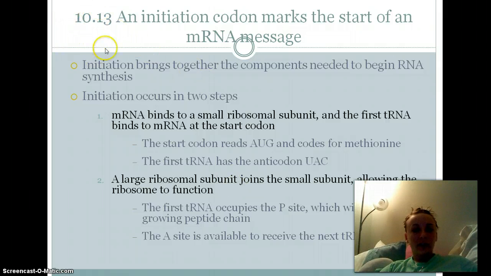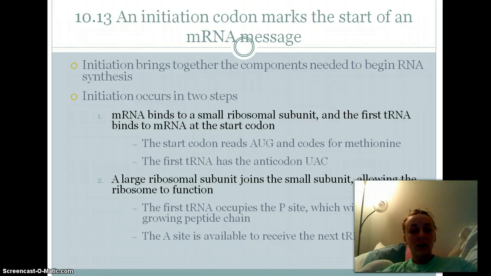Alright, so 1013. An initiation codon marks the start of the mRNA message. So initiation, so the beginning, brings together the components needed to begin the protein synthesis. So this is going to take two steps. mRNA, our message, is going to bind to that smaller ribosomal subunit, remember at the bottom? And then the first tRNA binds to an mRNA at the start codon. What you do need to know is that the start codon will always read AUG. So when we talked about that chart of proteins in class on Thursday, that is going to read AUG.